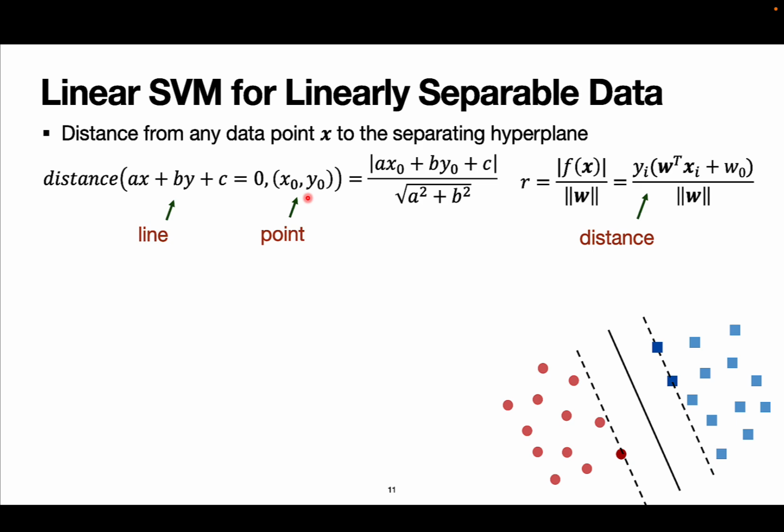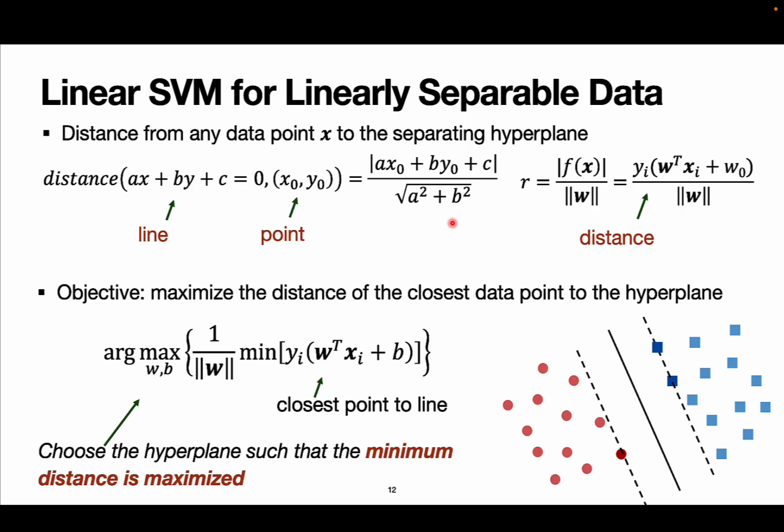And as we may already know, it's given by this formula, which is the absolute value of a x0 plus b y0 plus c, over the square root of a squared plus b squared. Let's further break down this equation. The numerator measures how far the point is from satisfying the equation of the line, and the denominator ensures that the distance is independent of how we write the equation of the line.